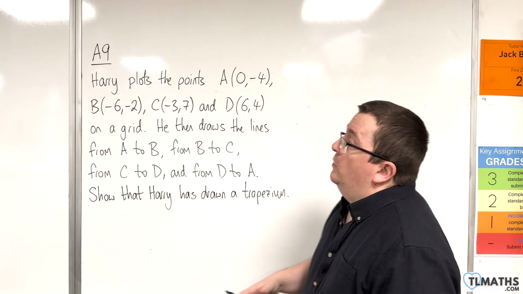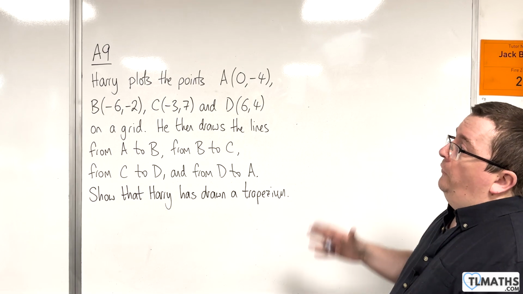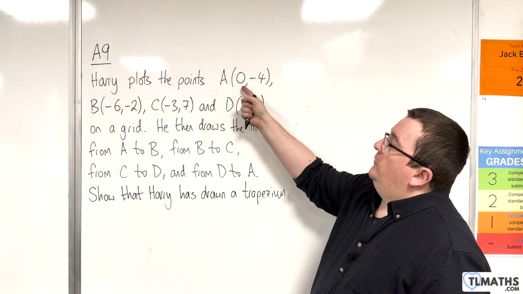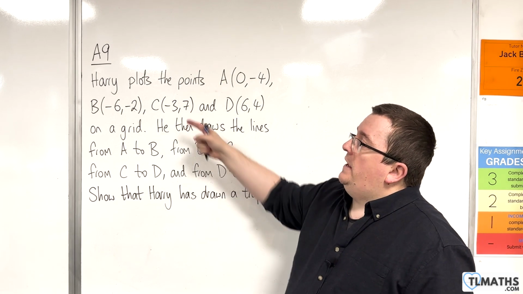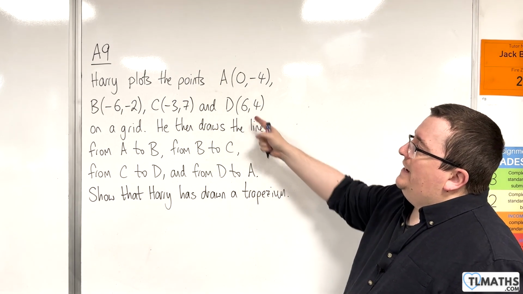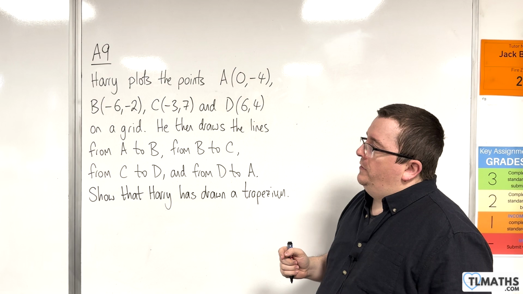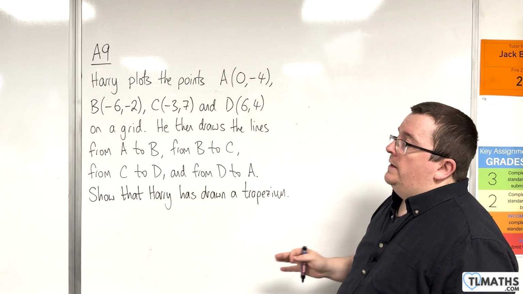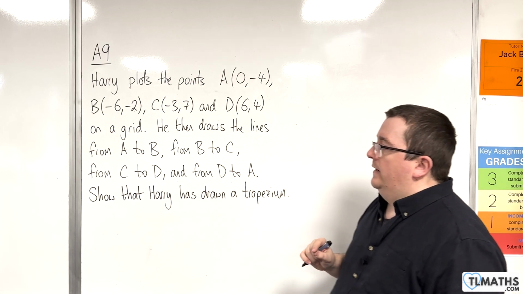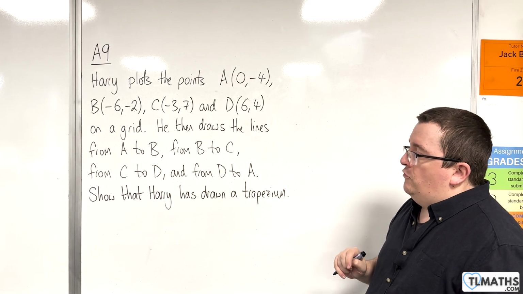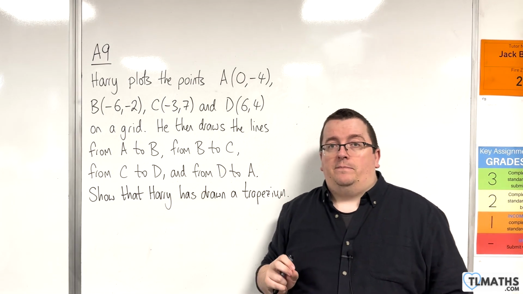So in this video, we have that Harry has plotted the points A at (0, -4), B at (-6, -2), C at (-3, 7), and D at (6, 4) on a grid. He then draws the lines from A to B, from B to C, from C to D, and from D to A. Show that Harry has drawn a trapezium.